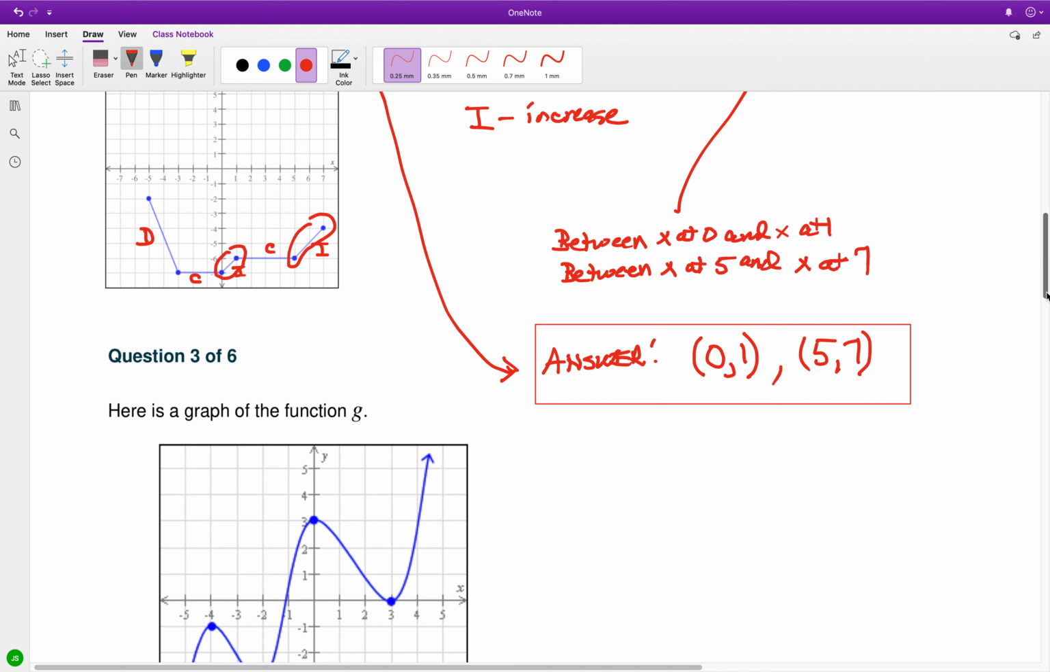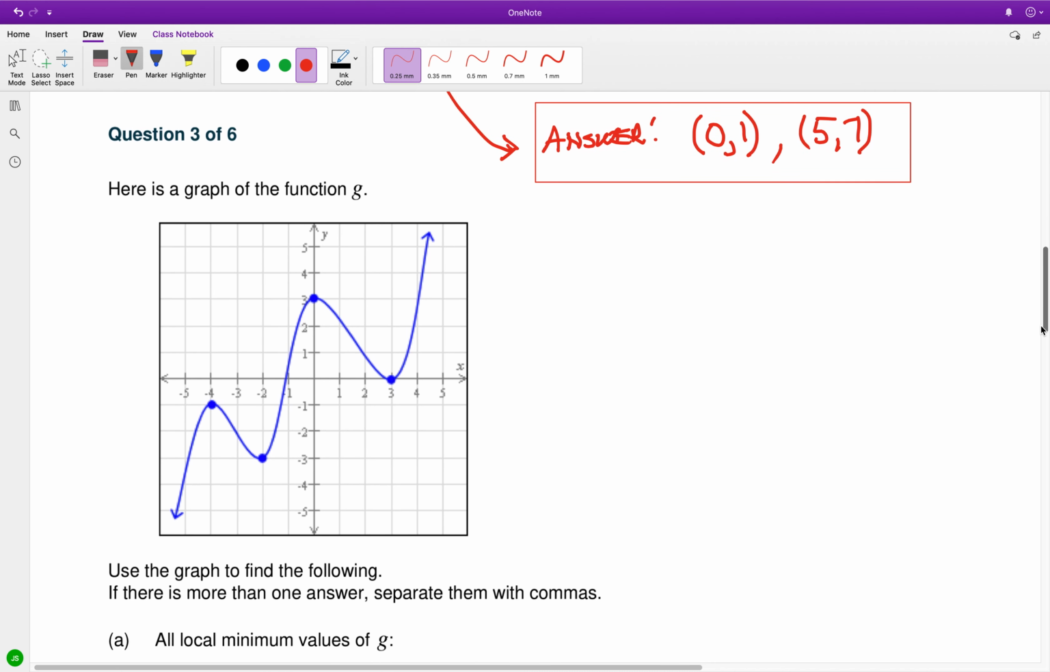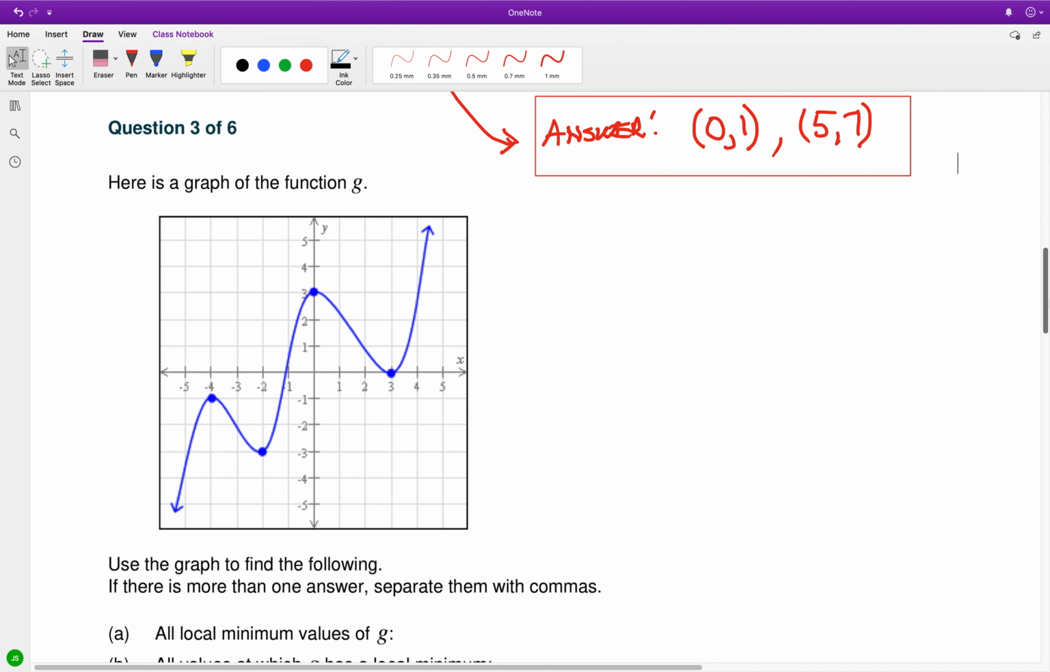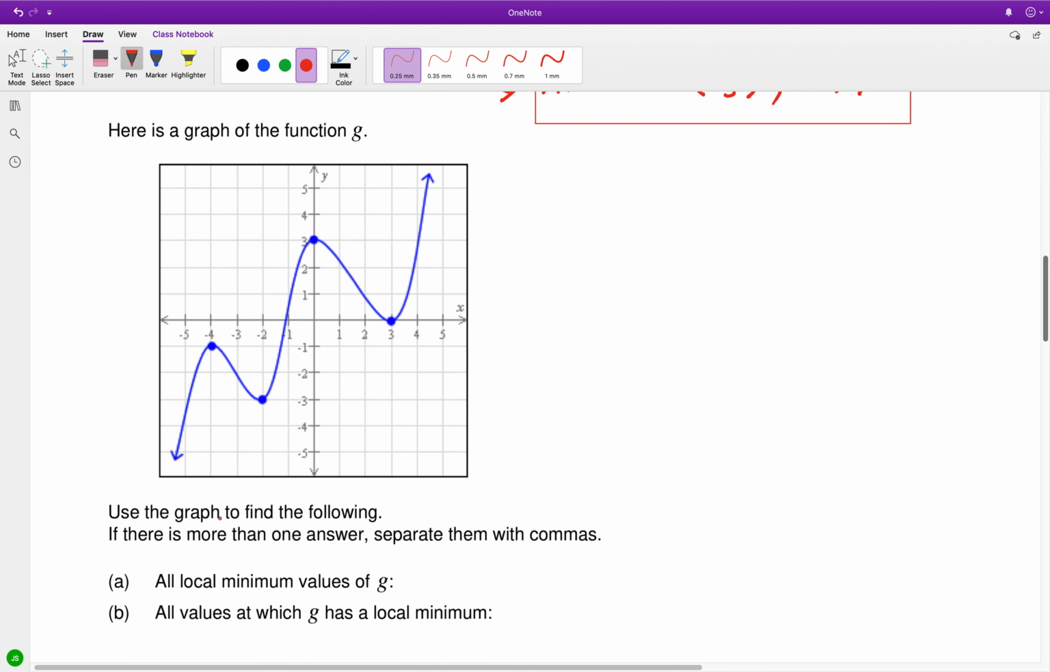All right, now for question number 3, we're looking at this particular graph. It says use the graph to find the following. If there is more than one answer, separate them with commas. So we're looking at all local minimum values of g.